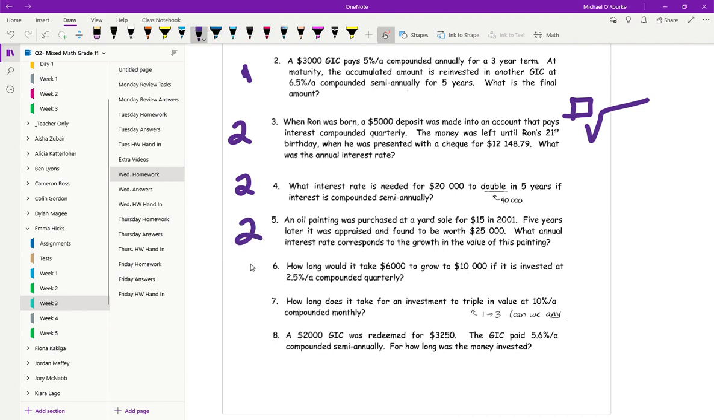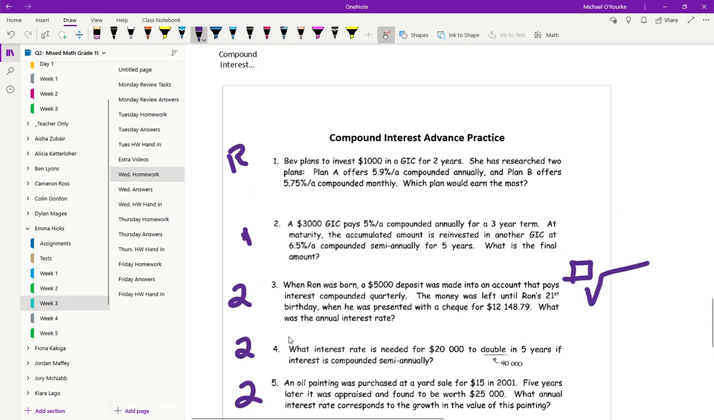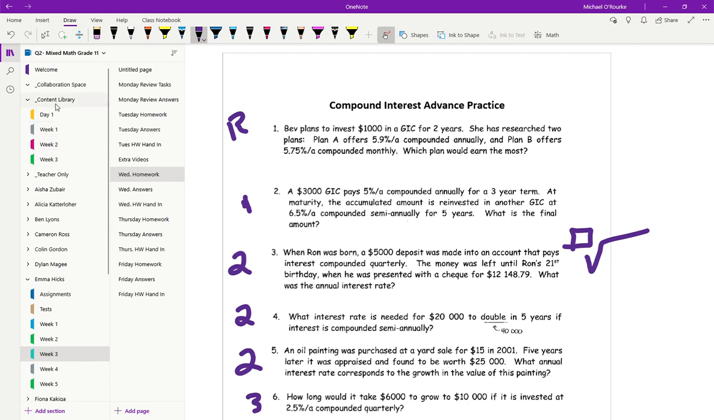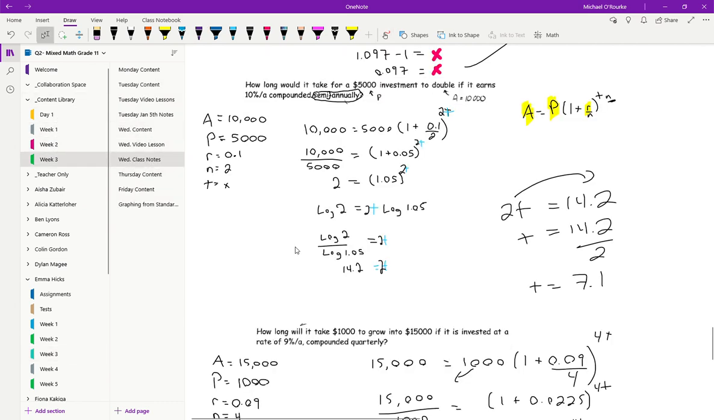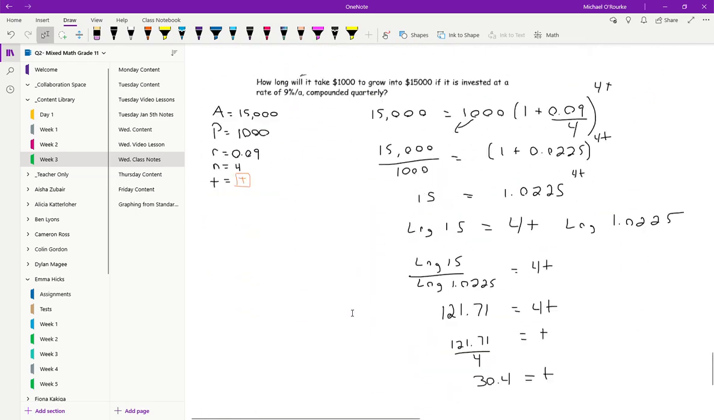How long would it take? That's a question 3 question. How long? Question 3. And how long? Question 3. So there's kind of your guide of what questions to follow. And the note that I've taken is in your content library. So if you go to content library and go to Wednesday class notes, those are the notes I did with you just now. Okay?